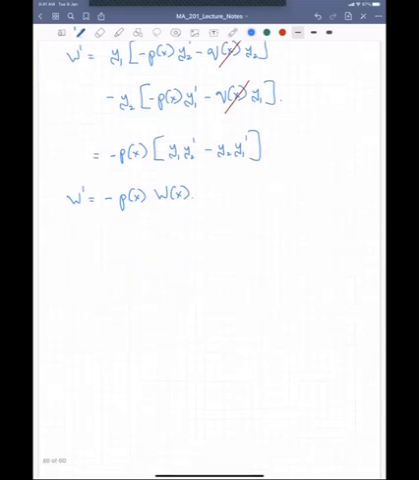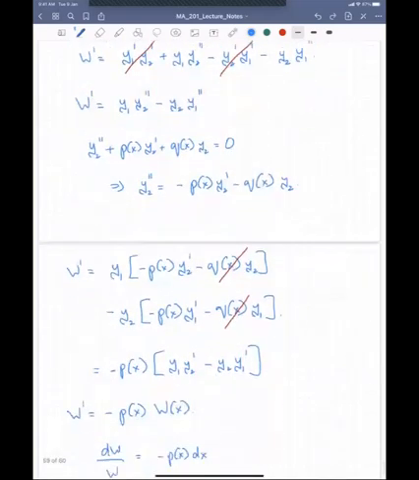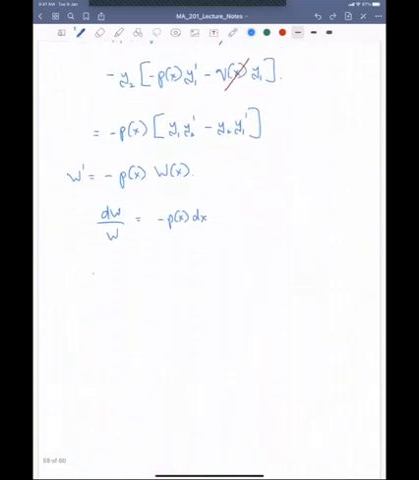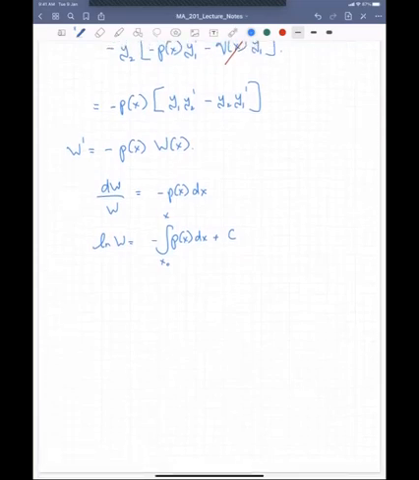Okay. So you can go ahead and integrate this very simply. So dW over W equals minus p of x dx. Remember that p of x is known to you because you know what the differential equation is, right? So it doesn't depend on q, it only depends on p. So logarithm W equals minus the integral of p of x dx plus some constant. I'll integrate from some x0 to x because I'm looking at some interval where the solutions exist.